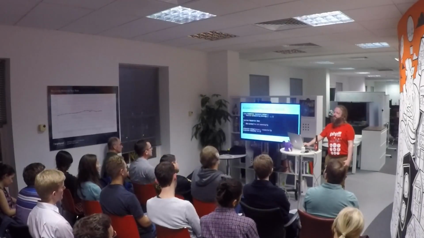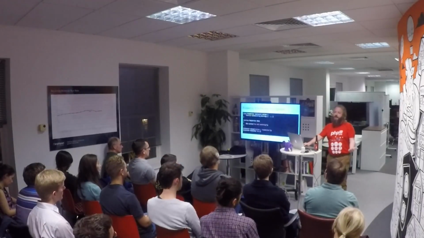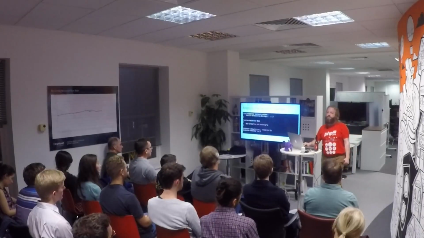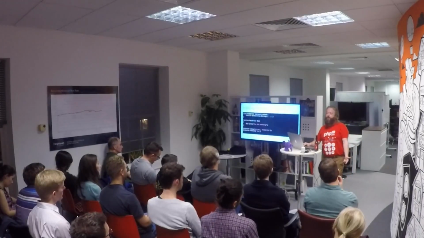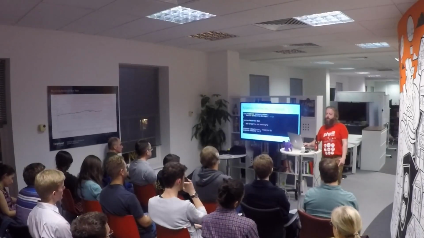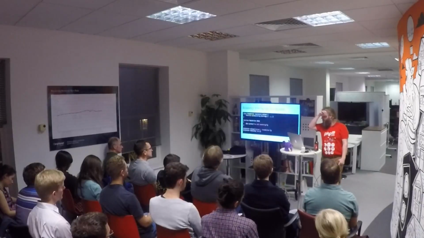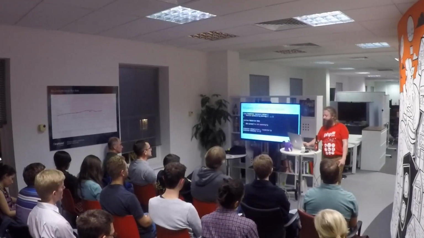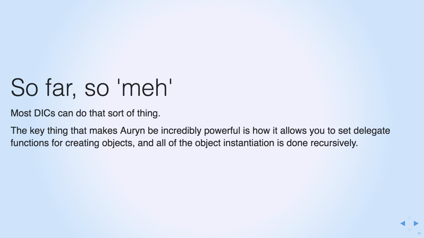This allows you to swap out implementations. In your real application, you'll use real implementations. In your unit tests or regression tests, you can swap out to use stubs or mocks as you want, to be able to test your application. So far, so boring. Most dependency injection containers can do these sorts of things.